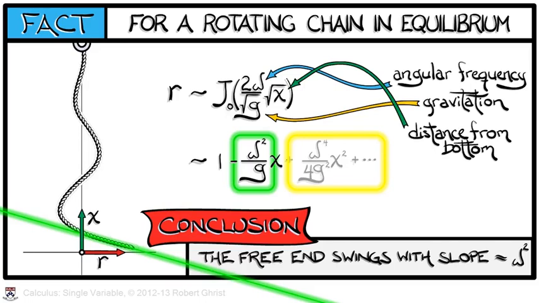The faster you spin it, the more the slope changes. And we can say exactly what rate that change is. It's quadratic. You can try this at home with a piece of heavy rope or chain.